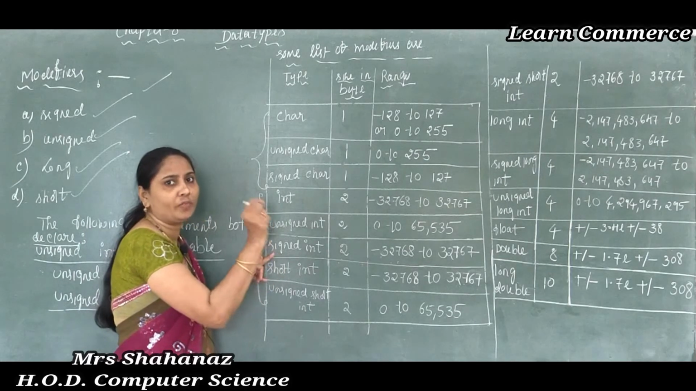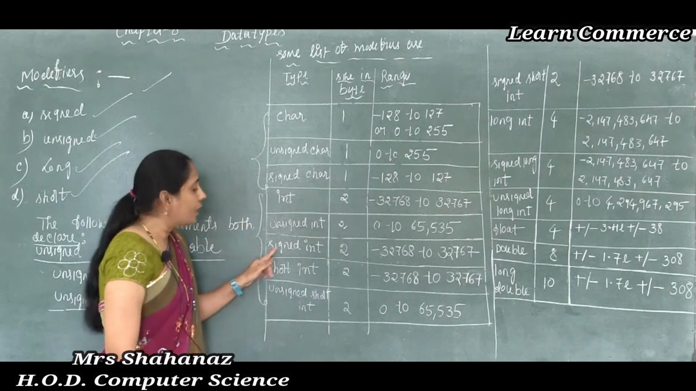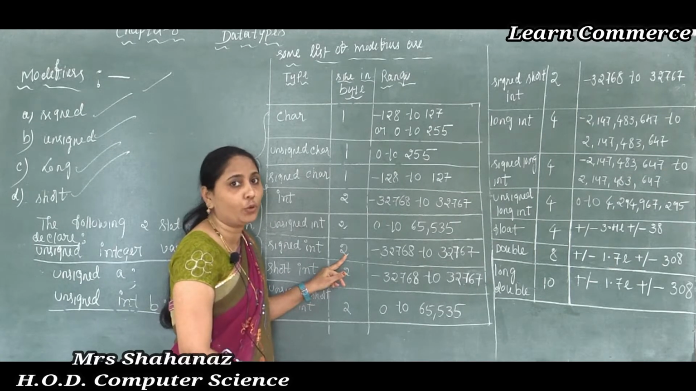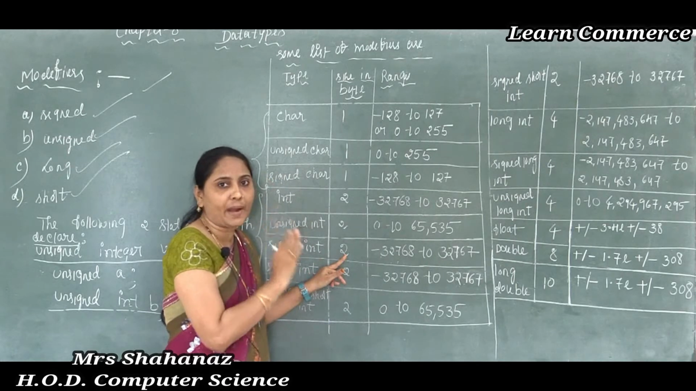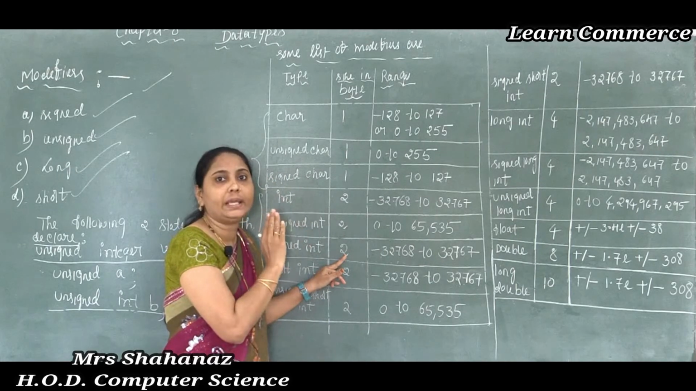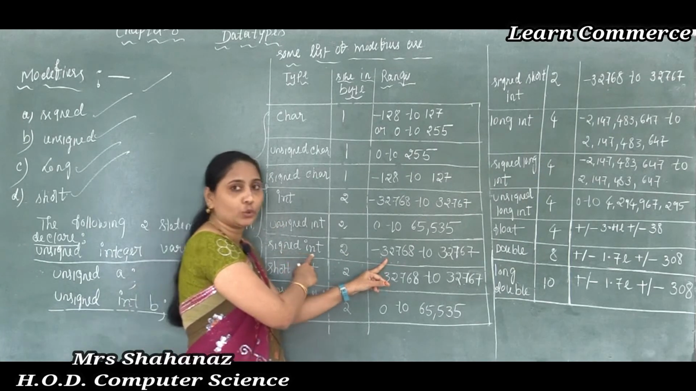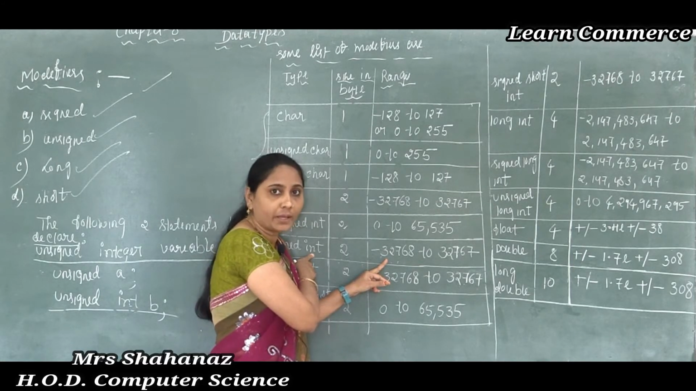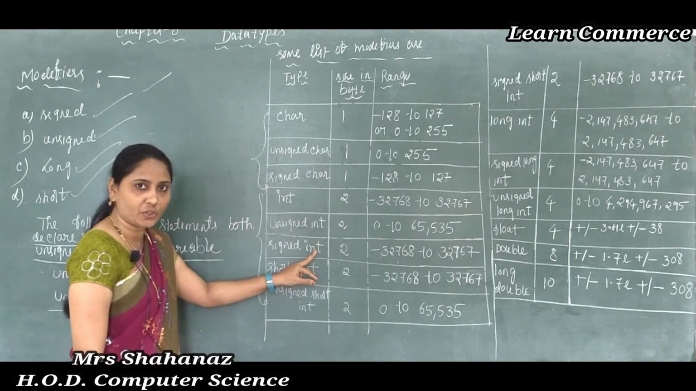Signed int means we need to use the minus sign, okay, before taking the number here. So for signed int, as we know, the size in bytes is equal to 2, no change, whether signed or unsigned, the size in bytes is 2 only in the case of int. And for signed int, that means we need to write the minus 32,768 to 32,767, that is the range of capacity of our signed int. Clear this point here, okay.